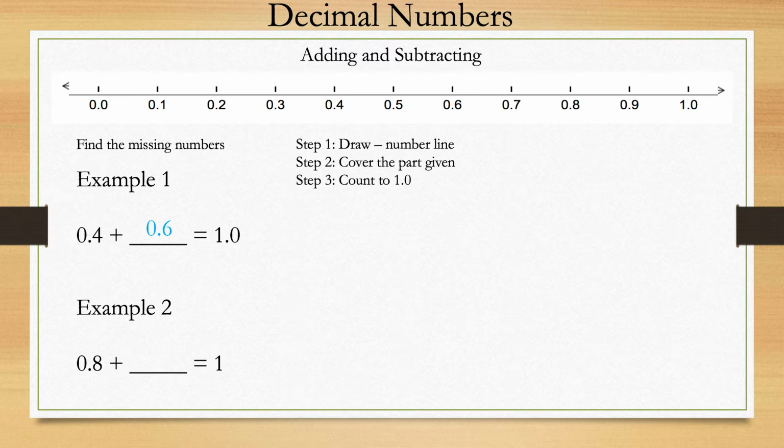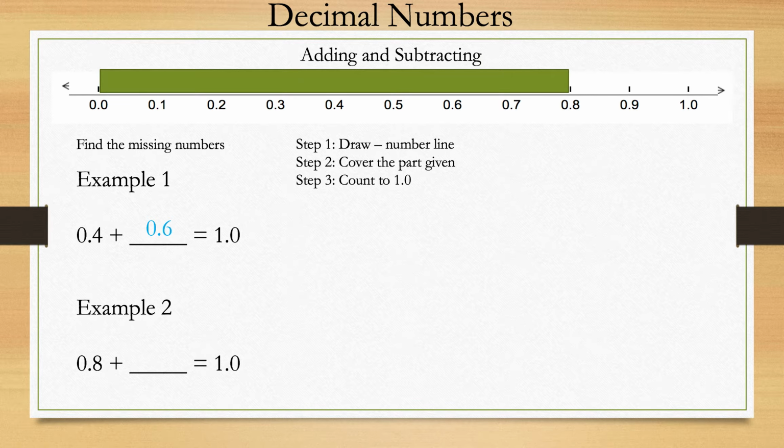Okay, so let's take a look at example 2. We have 8/10 plus something is equal to 1. Change the 1 to 1.0 if you want. You don't need to. Now we're going to cover to 0.8, and count up to 1. So we get 1/10 and 2/10. And there's your answer, and there you have it.